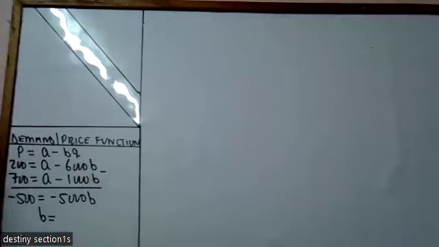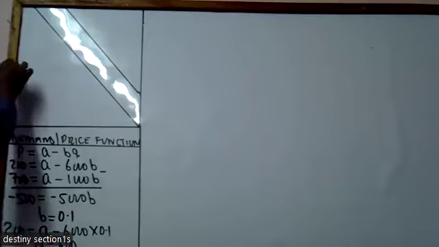Value of B. Zero point one. Then if that is true, when you come here you say 200 is equal to A minus 6,000 times 0.1. So tell me the value of A will be what? Good. Value of A is 800.